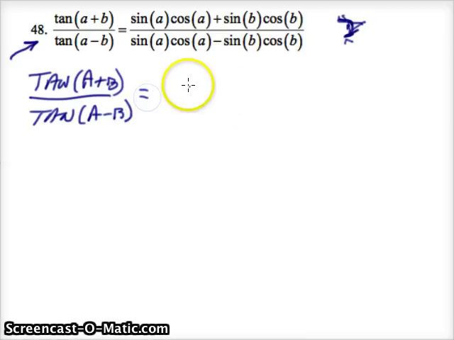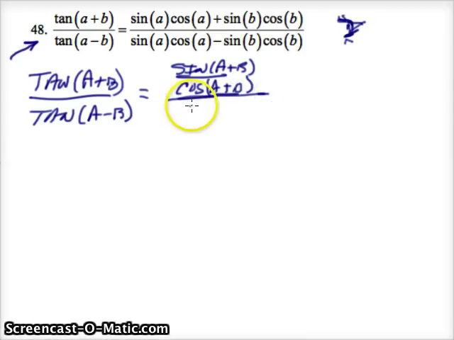Now, if we were going to do this, wouldn't that top be sine of A plus B over cosine of A plus B? That would be tangent of A plus B, right? Over sine of A minus B, and over cosine of A minus B.